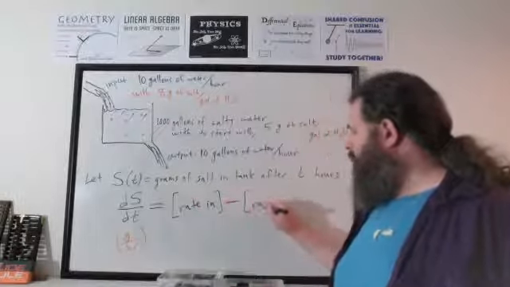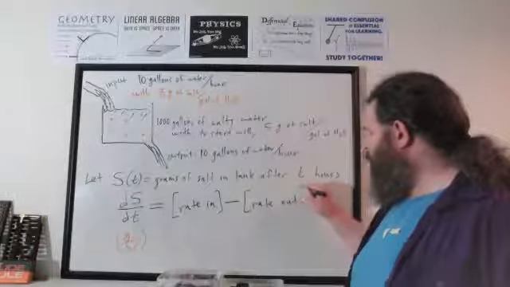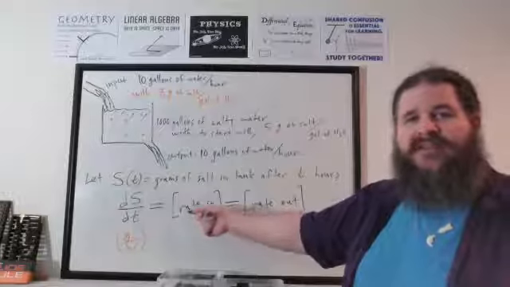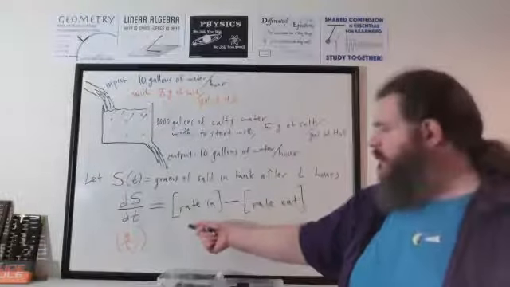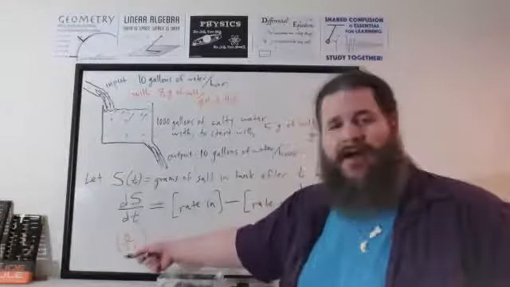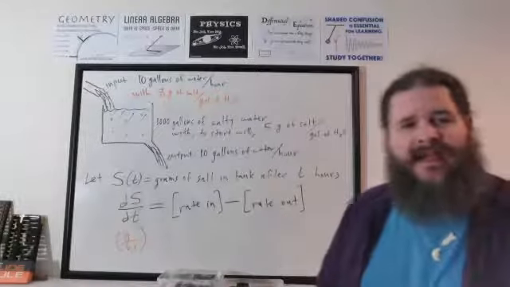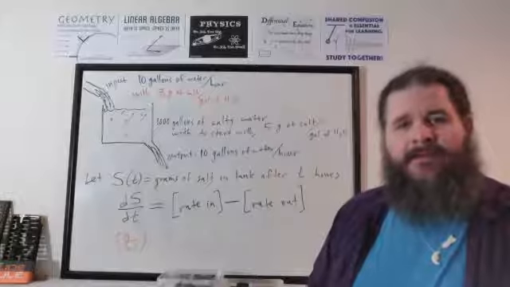minus rate out. That is, anything involving salt entering the tank, specifically how fast is it entering per second or per hour, because we want grams per hour, minus any effects causing salt to leave the tank, also measured in grams per hour.